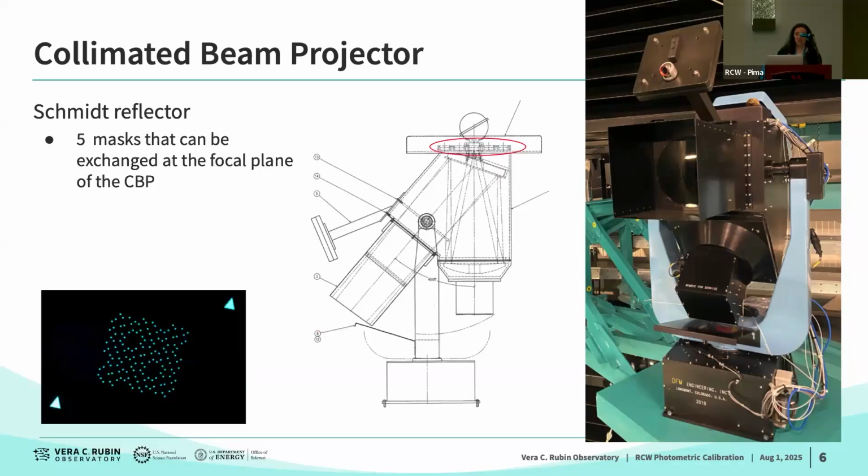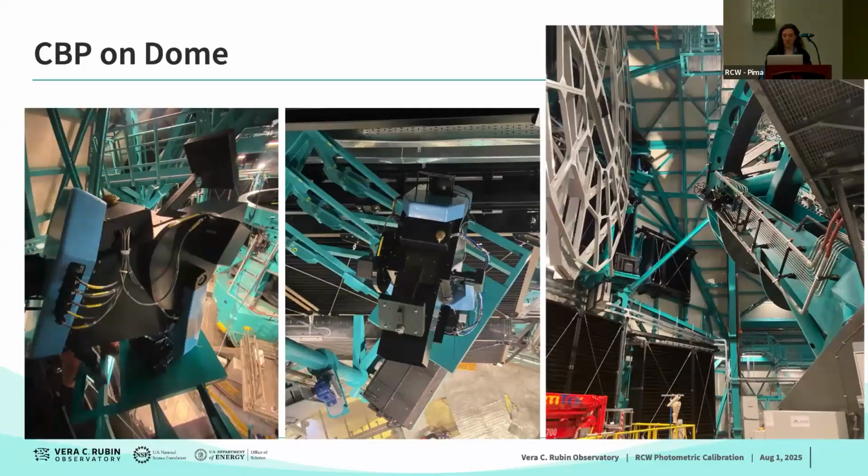We also have 5 masks that can be exchanged at the focal plane of the CBP, allowing us to project different patterns onto LSSTCam. Here's the CBP on the dome. As you can see, we can co-point the CBP and the telescope so that we can point at any different part of the mirror and at any different angle.